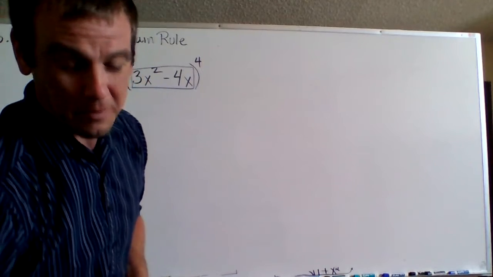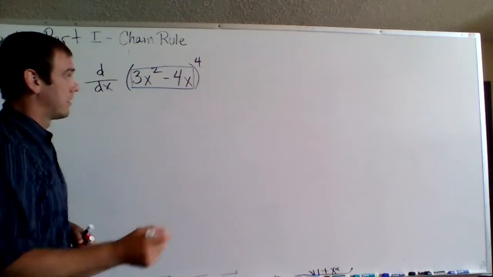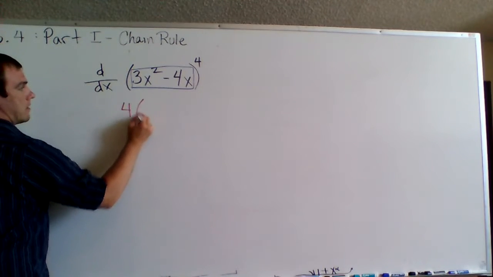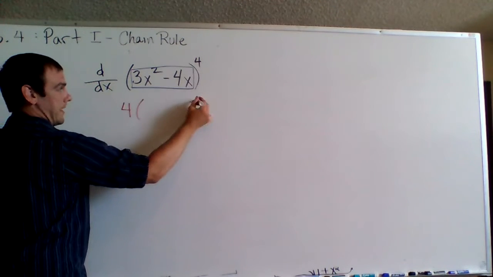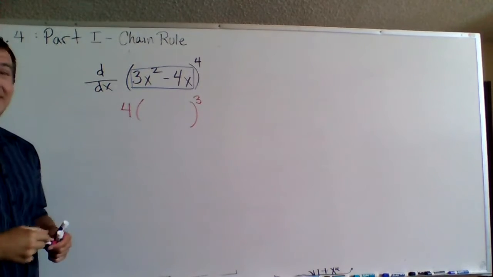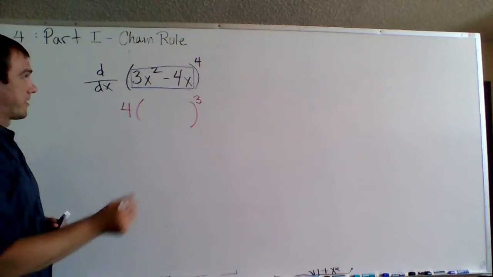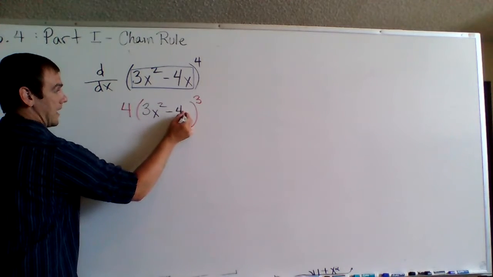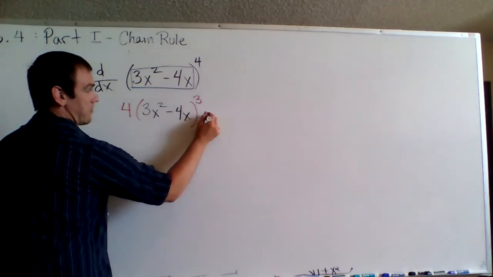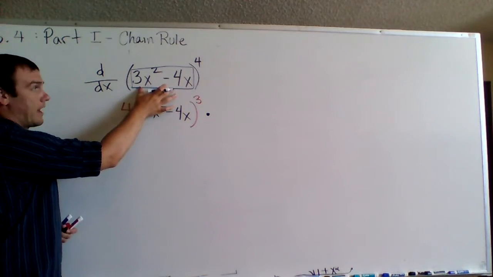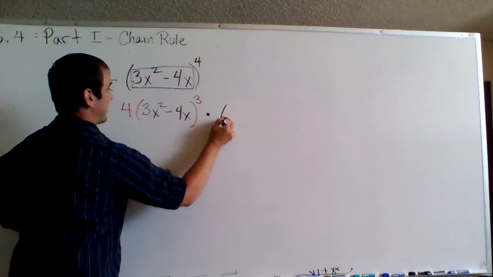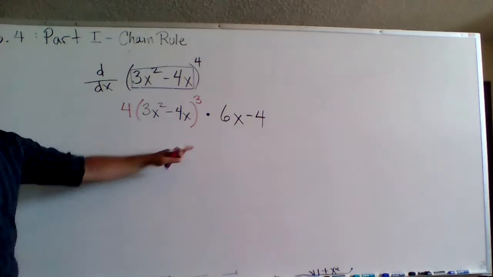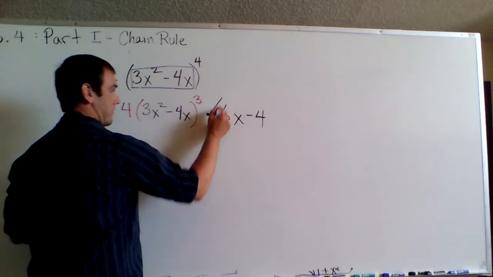Okay, so we got to take the derivative of the outside. So what I'm going to do is I'm going to take my 4 out front and then subtract 1 from my exponent. Okay, my inside part, remember, stays the same, so that's going to be my 3x squared minus 4x times then the derivative of the inside. This is going to make a 6x minus 4. And remember, you can't just leave it like that. We got to have the parentheses around the 6x minus 4.